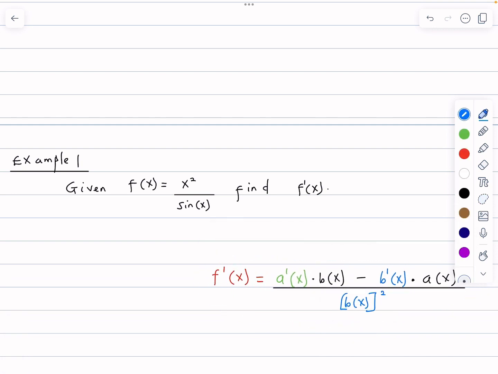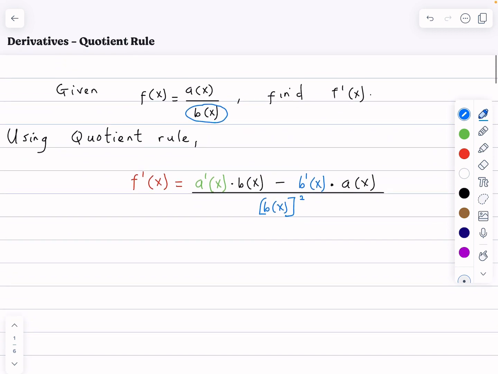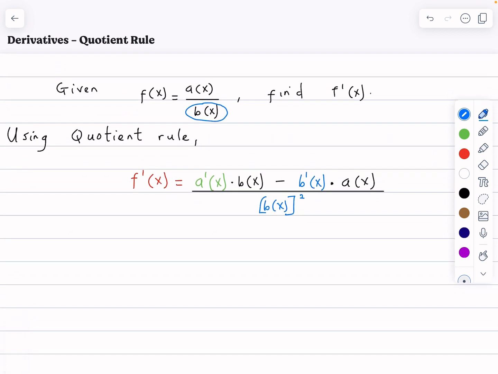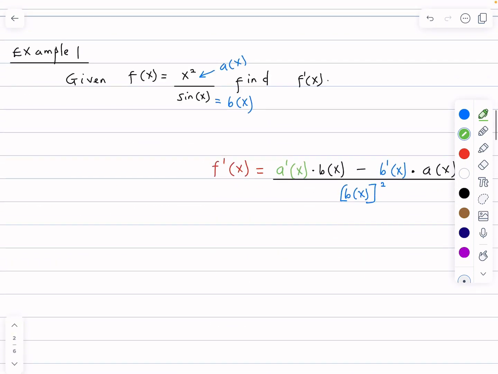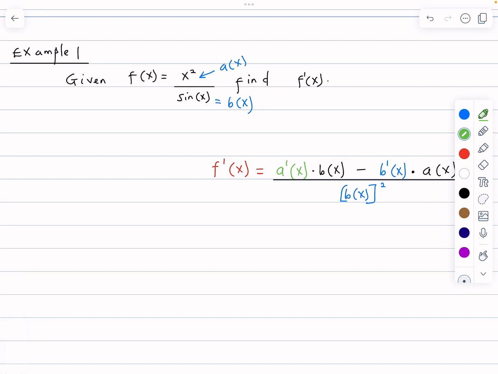So if you look at this problem, what's my a of x? My a of x is x squared, and then my b of x, comparing this problem with what we have here, my a of x is just going to be x squared, and my b of x is sine x. So the derivative of this function, I'm going to write it down here, f prime of x, is just going to be the derivative of a of x. So my a of x is x squared. The derivative of x squared is just going to be 2x.